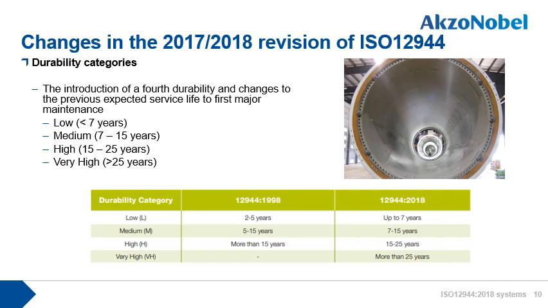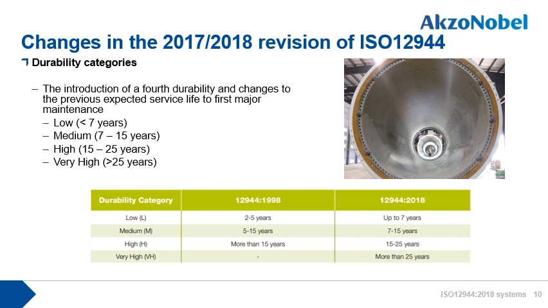We now move on to the changes that have taken place in the durability category in the latest revision of the standard. Low, medium, and high durability categories remain in the new version, albeit with a slight change to the expected life to first major maintenance, as can be seen here on this slide.